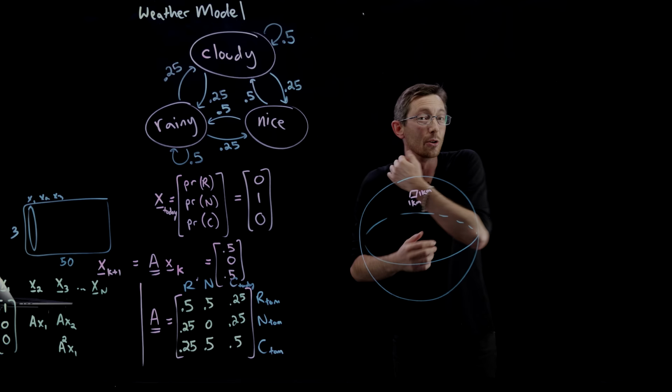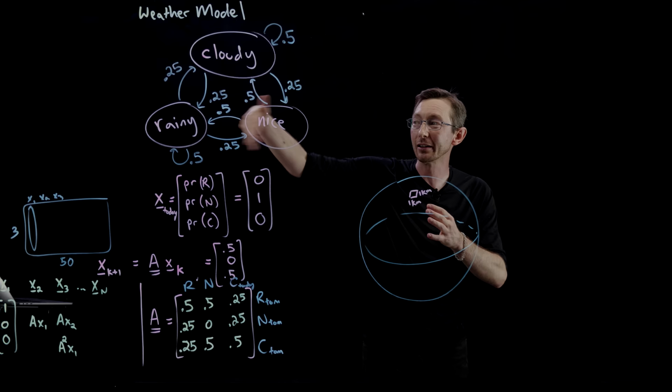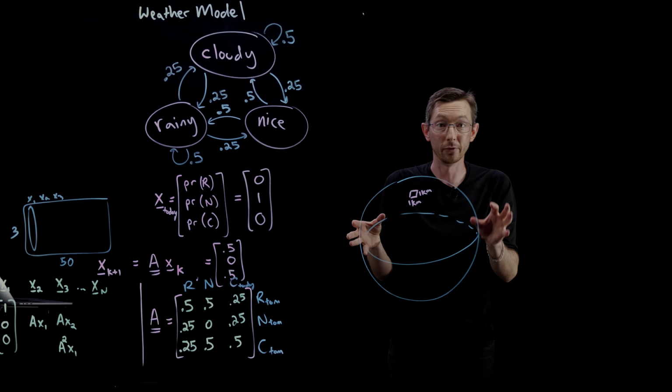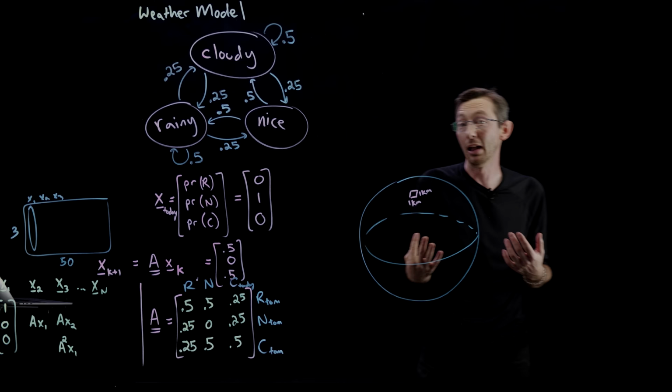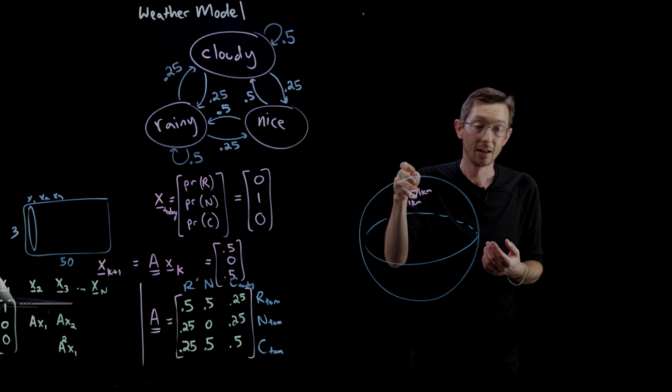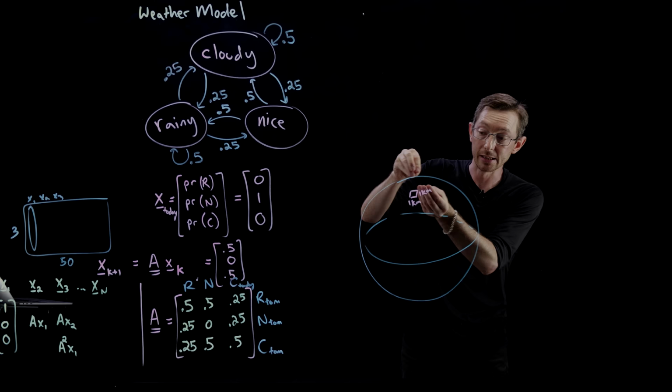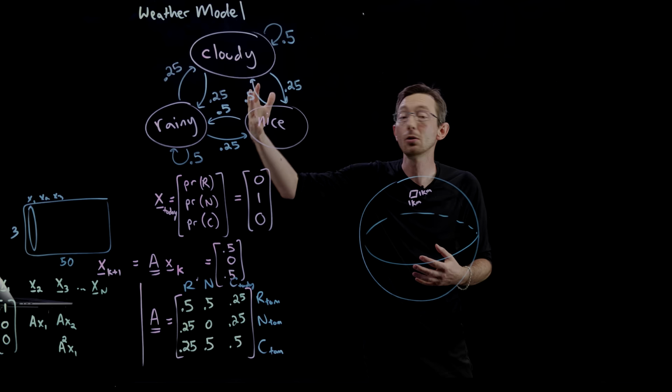Using these very simple ideas, you can start building pretty complex models for how things evolve in time. Maybe cloudy, rainy, and nice is not actually a very good descriptor. Maybe what I want is the temperature, the humidity, the pressure, things like that, how cloudy it is, at every single grid point in space for planet Earth. Again, you could build a huge model. This huge A matrix model would propagate that system forward in time.